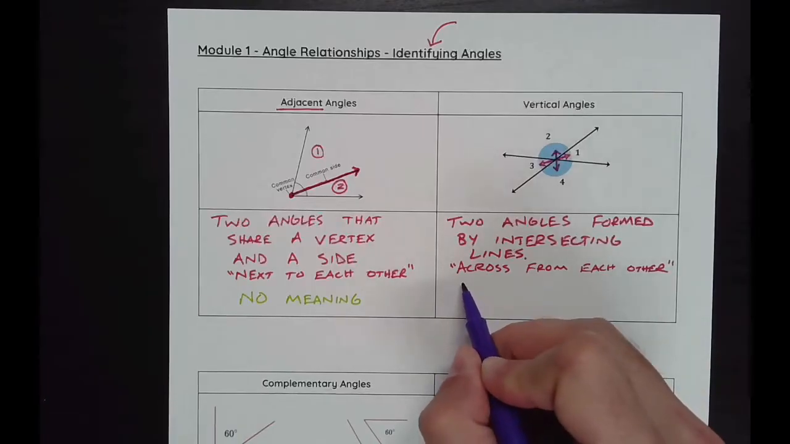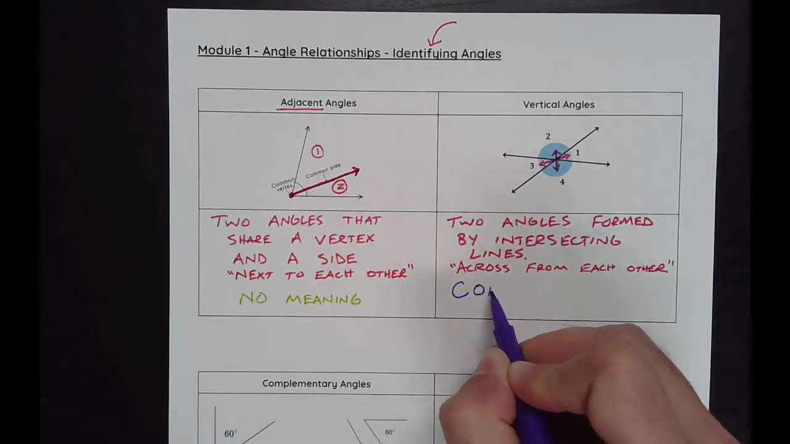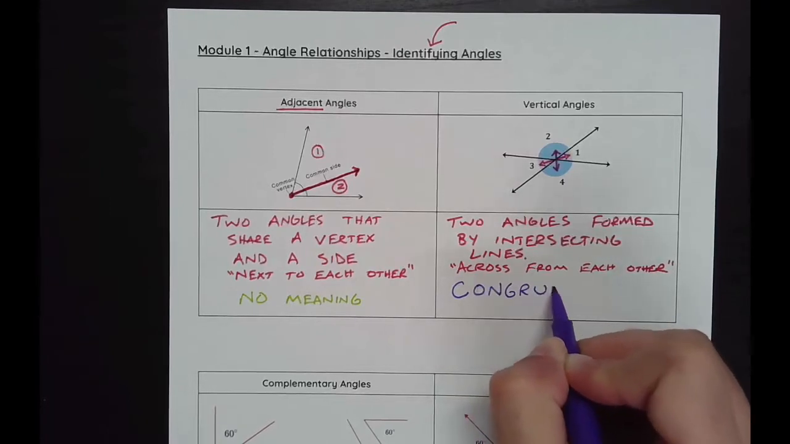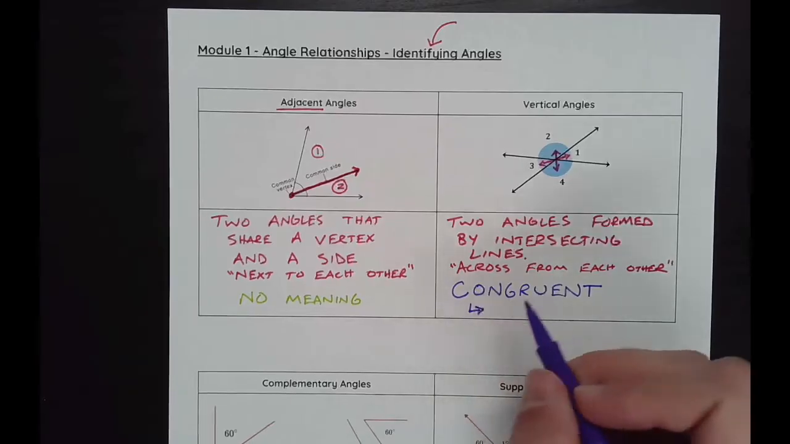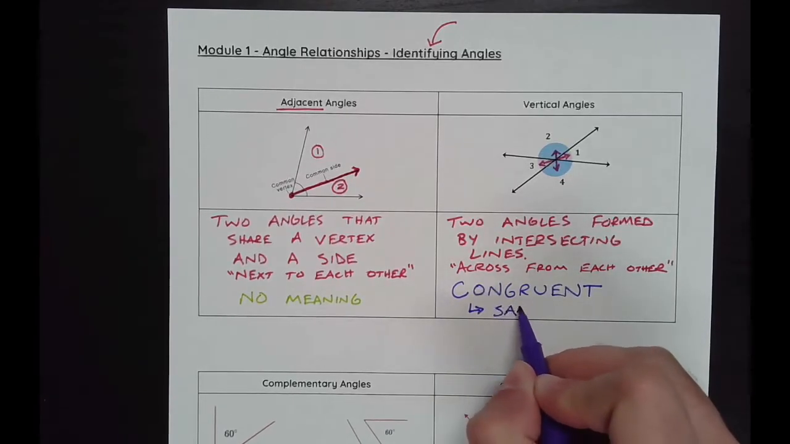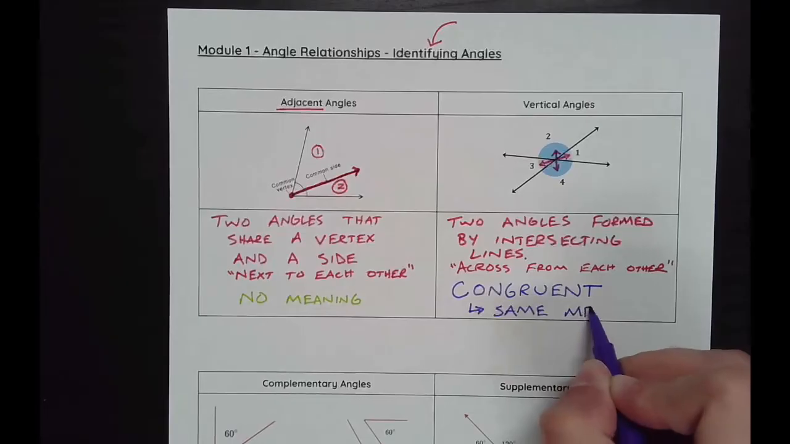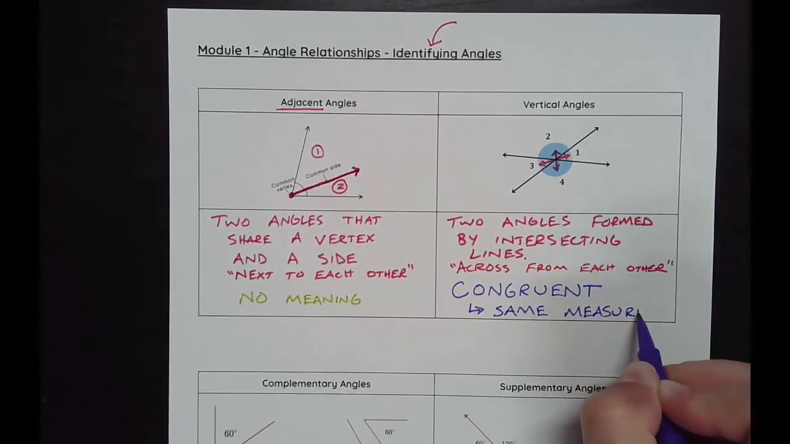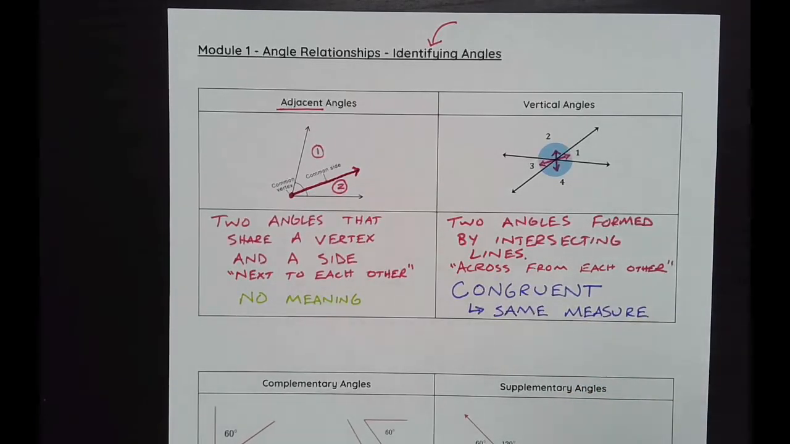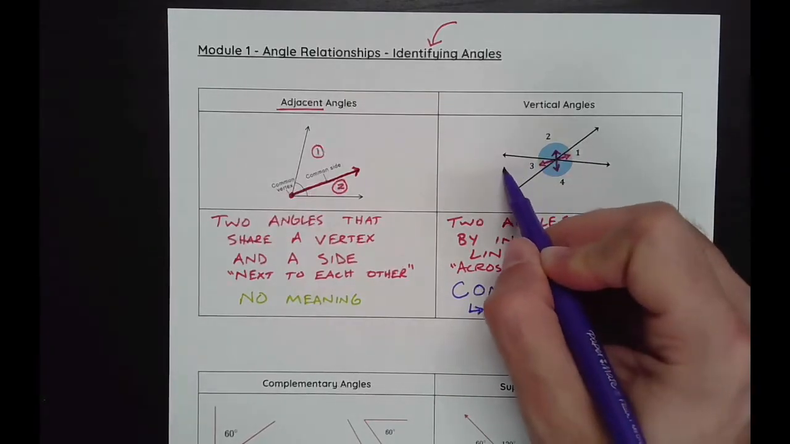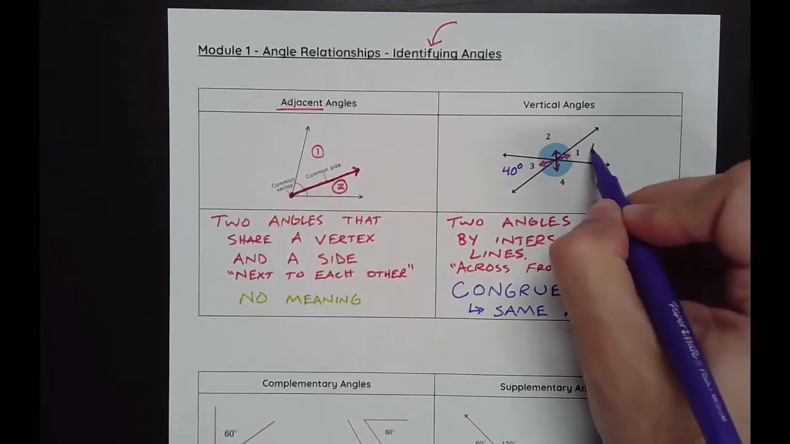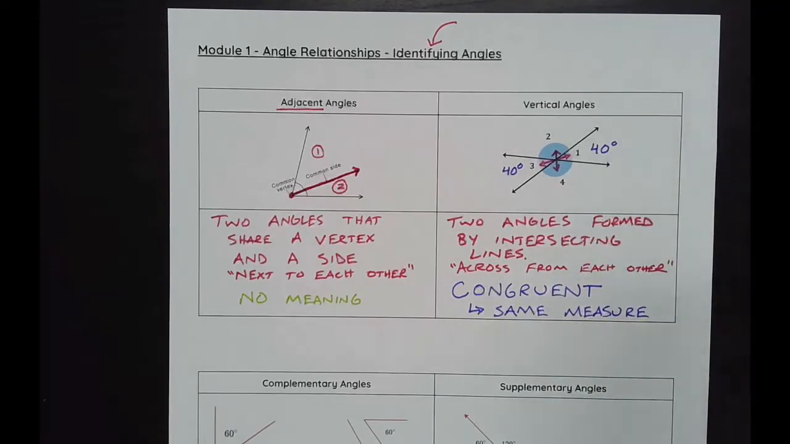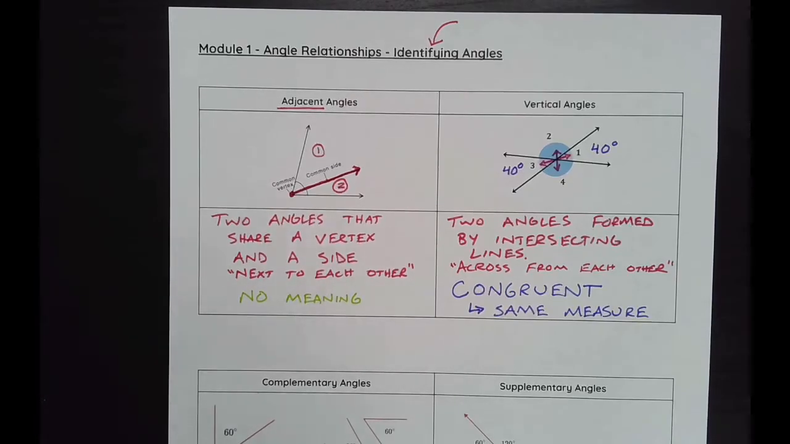And the mathematical significance is that these angles are what we call, in geometry, congruent. And congruent simply means that they have the same measure. For example, if I said that angle 3 was 40 degrees, that means angle 1 also is 40 degrees. So the fact that they are congruent, and that's always going to be true, they share the same measurement.